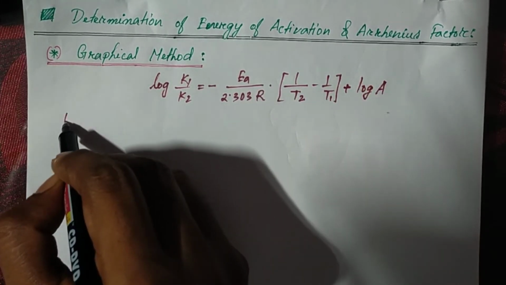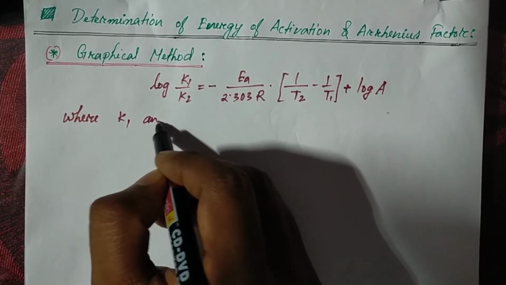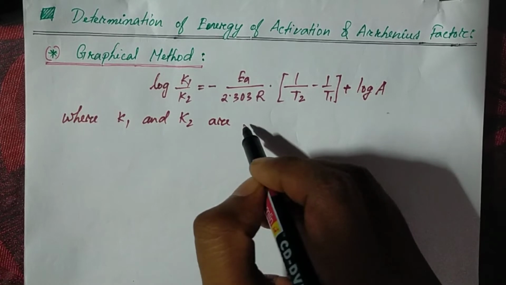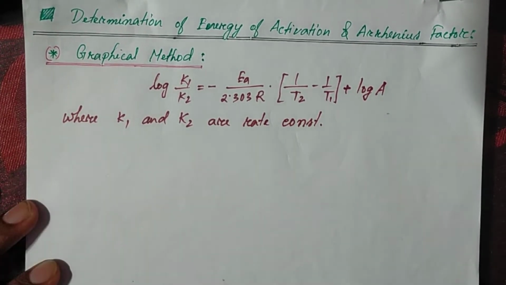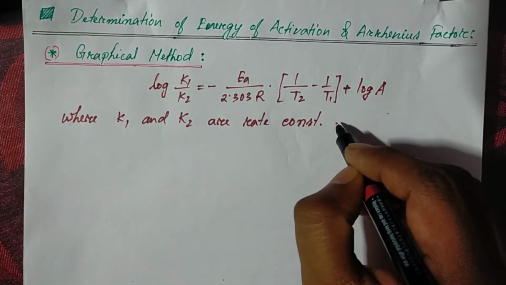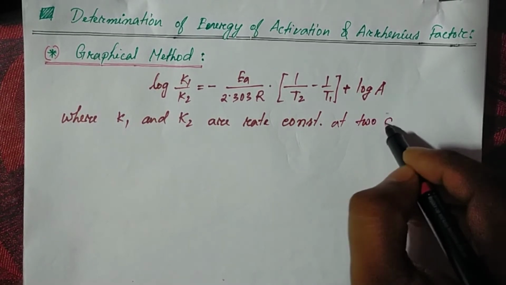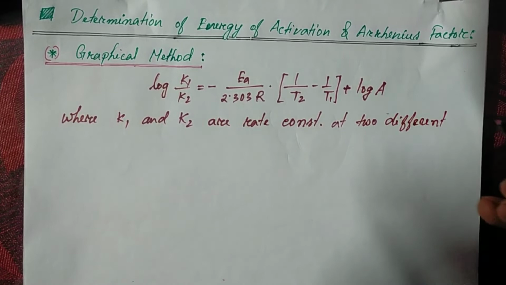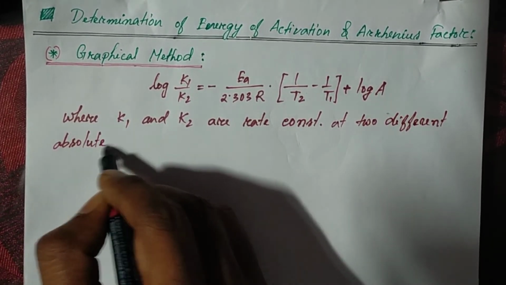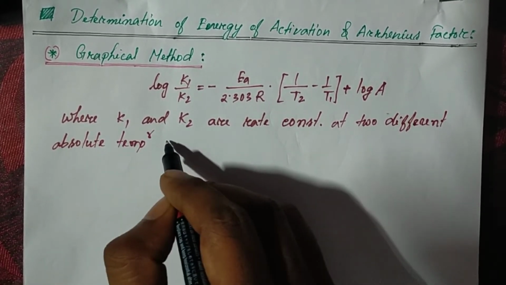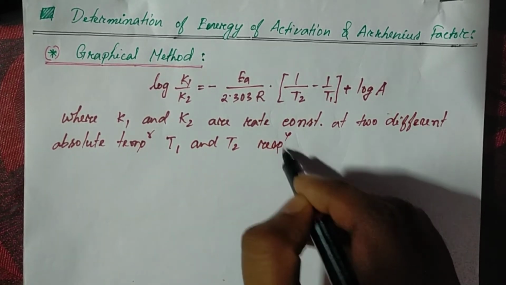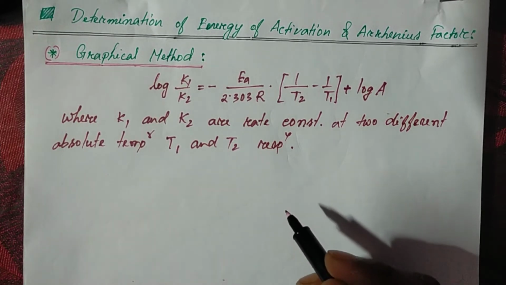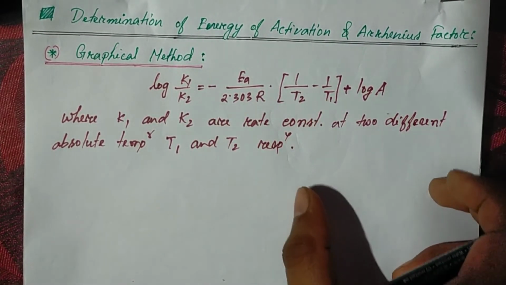Okay, here k1 and k2 are rate constants at two different absolute temperatures, T1 and T2 respectively.